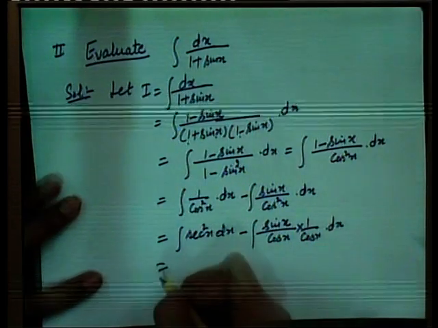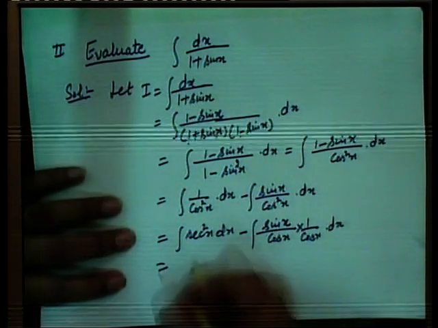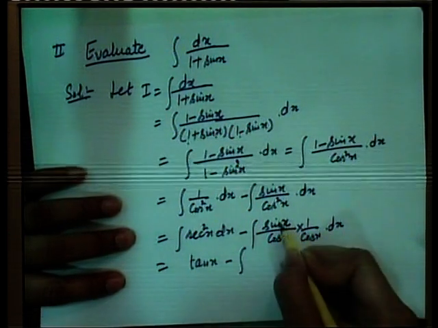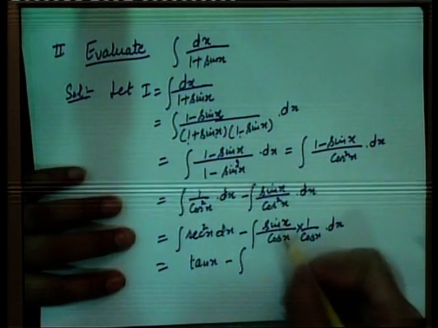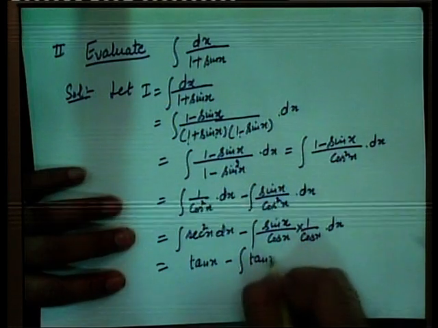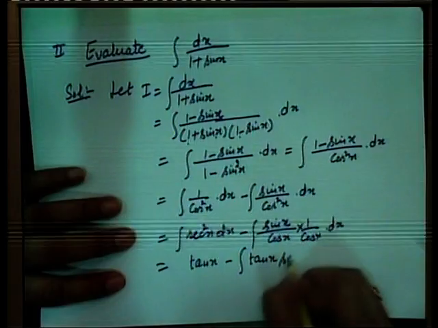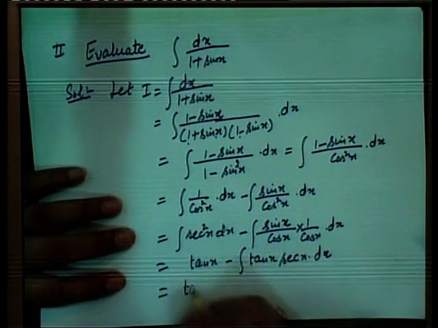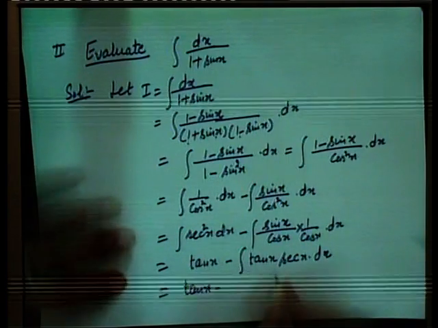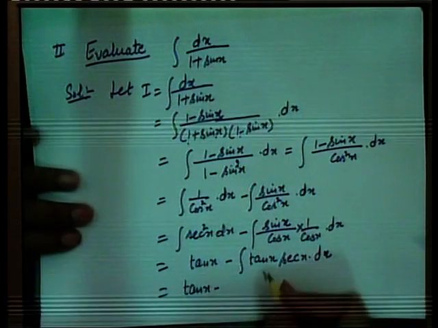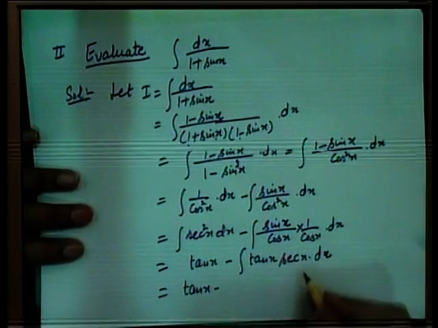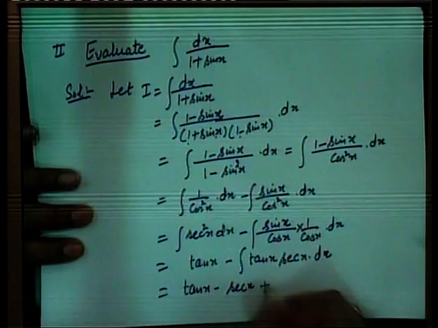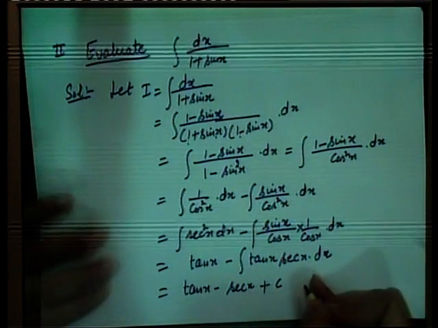We know that the integral of secant square x is tangent x. In the second integral we have sin x over cos x, and sin x over cos x is tangent x. 1 over cos x is secant x into dx. This is equal to tangent x minus, we have studied the integral of tangent x into secant x is secant x, plus c, where c is a constant of integration.